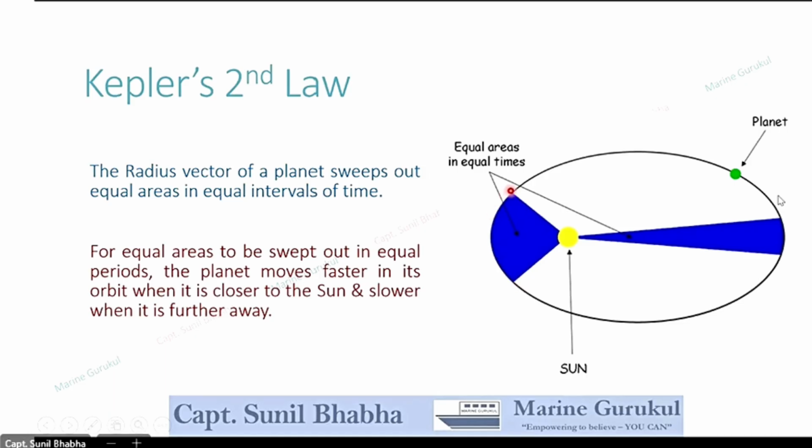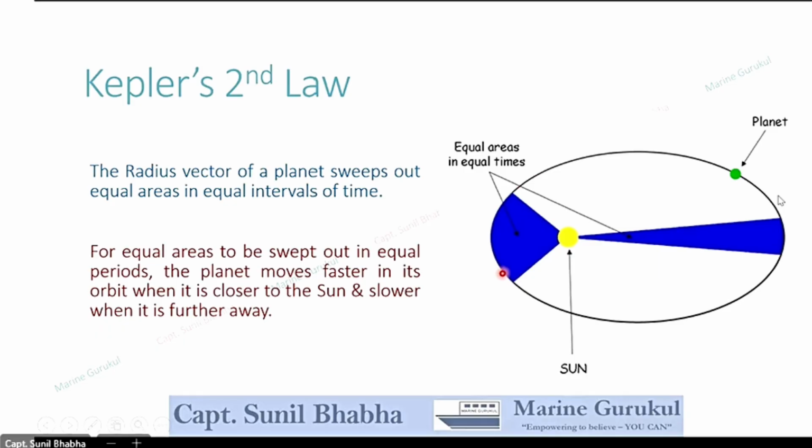You can see this is the sector where it is closer to the sun, and the planet has moved quite fast in its orbit. And when the planet is far away from the sun, it will move very slowly as compared to the previous instance. So the motion of the planet, or the speed with which it covers its orbit, is not constant or fixed. The planet keeps on changing its speed. It becomes slow when it is far away from the sun, and it picks up speed and becomes faster when it is closer to the sun.